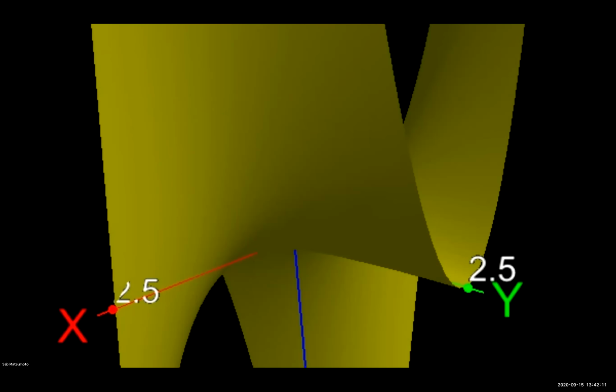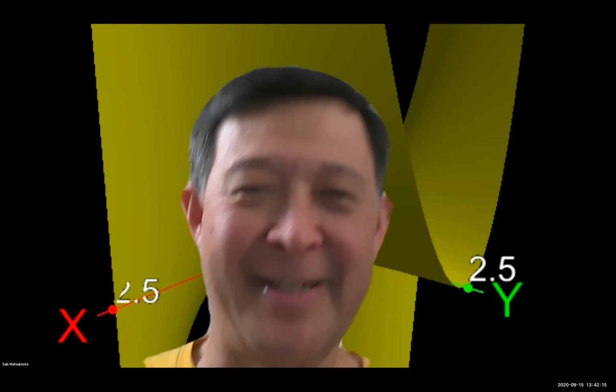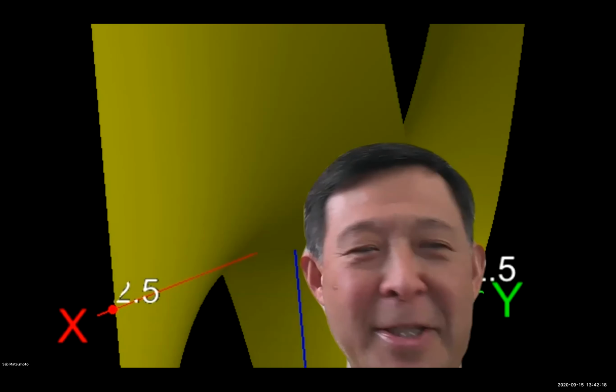Hello, calculus students. Where am I? Oh, sorry. Okay. So this is, what is this?